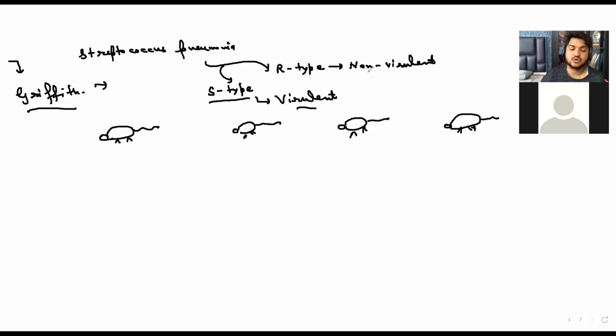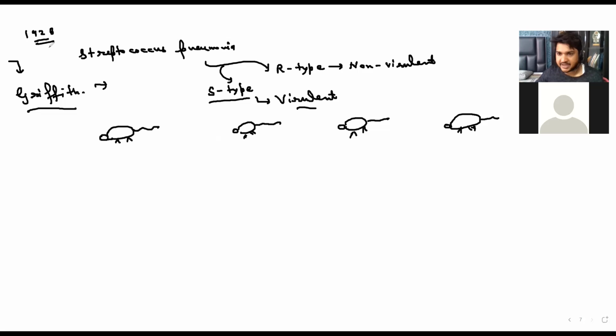So Griffith was working on this Streptococcus pneumoniae, the bacteria which cause pneumonia, in 1928. He observed two strains of bacteria: smooth colonies and rough colonies. But which one is very harmful? Smooth type. Okay, S type is virulent. Virulent means very harmful.